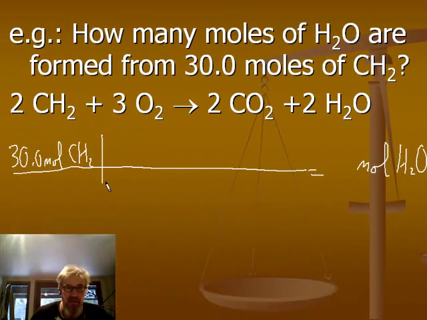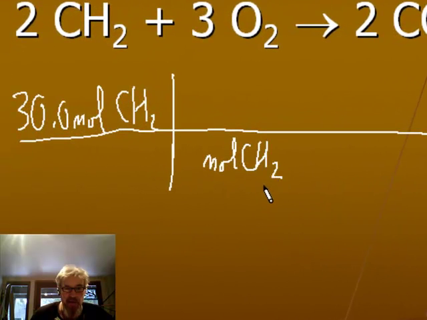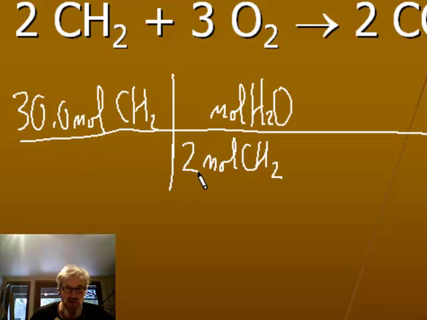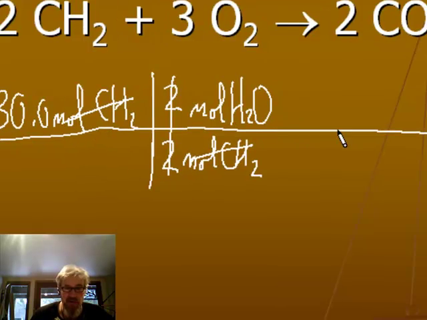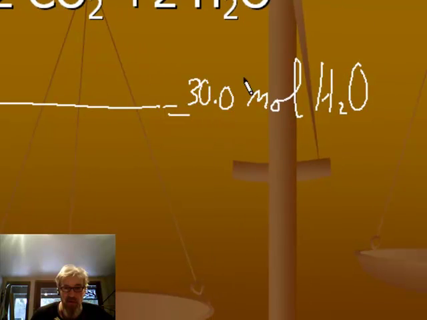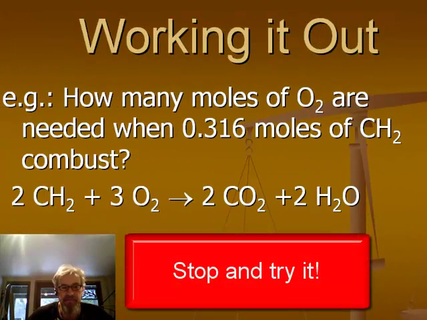Here's the conversion factor. The mole ratio that I want to use is going to have moles of CH2 on the bottom because I want that to cancel. I don't want it in my answer. In the top, I'm going to put moles of H2O because I do want that in my answer. The coefficient in front of CH2 is 2, so I put that down here. The coefficient in front of water is also 2. So 2 divided by 2 cancels. Moles of CH2 cancel. I'm left with moles of water, and the answer is 30 times 1. So it's just 30.0 moles of water. You try one.